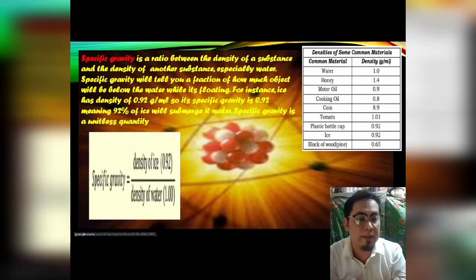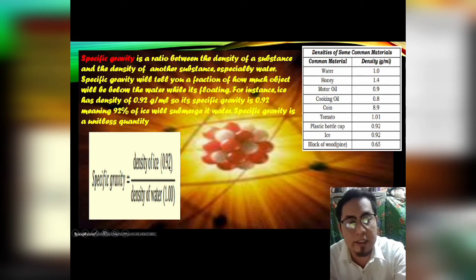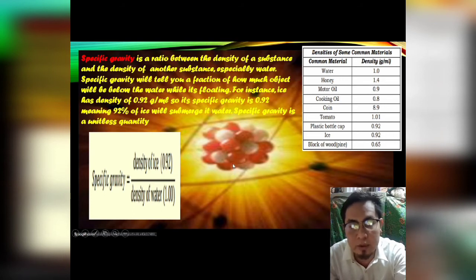Okay, so specific gravity has a formula. The density of an object over the density of water. In this case, the density of the object is 0.92. 0.92 over the density of water, which is 1.0 or 1.00. So you get this one, you will get the percentage, which is 92%. So this 92% will tell us which part will submerge. Okay, 92% of ice will submerge while the other 8% will float.